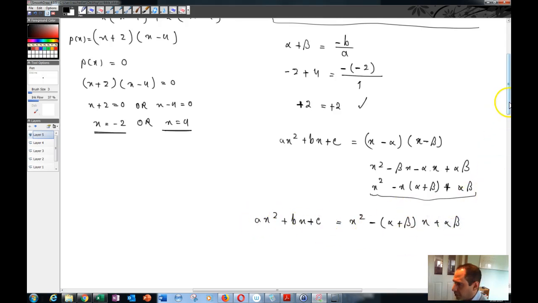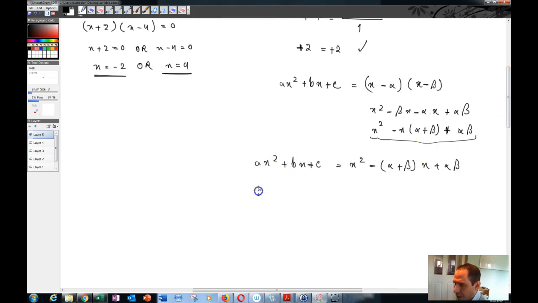And you see that in this polynomial, in this configuration, a corresponds to 1, b corresponds to negative of alpha plus beta, and c corresponds to alpha beta.